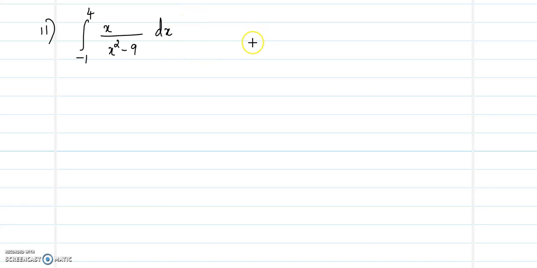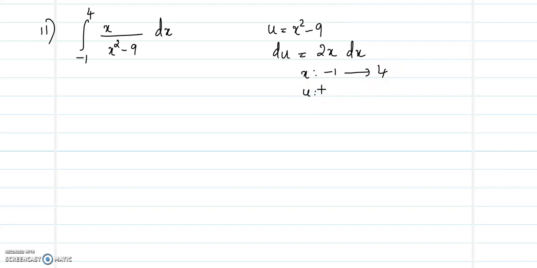And question number 11, we need to evaluate the integral from minus 1 to 4 of x by x square minus 9 dx. Here we will use the substitution u equal to x square minus 9. So du will be 2x dx, and x varies from minus 1 to 4. So u will vary from minus 1 whole square minus 9, which is minus 8, to, at 4, 16 minus 9, which is equal to 7. So this will be equal to the integral from minus 8 to 7.